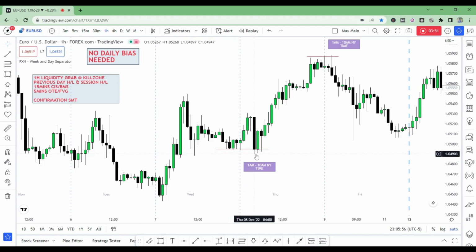Once they're taken out, you don't want it to be closed below. You just want to see it basically grab the liquidity and run away from it. That's what I mean by liquidity grab. You want to see the market just come down and poke that low and then start reversing. That is essentially how I trade this strategy.